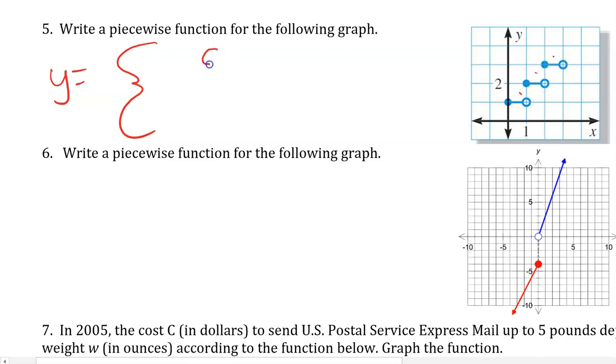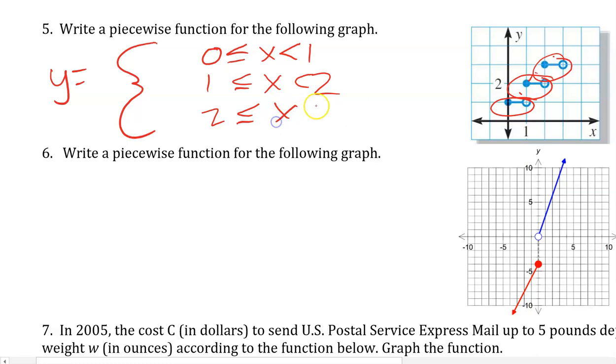So there's a chunk where 0 is less than or equal to x is strictly less than 1. The next portion, 1 is less than or equal to x is strictly less than 2. And our last piece, 2 less than or equal to x strictly less than 3. Now let's take a look at what our values are across these different portions of the domain.